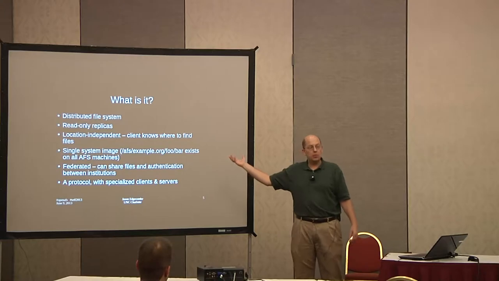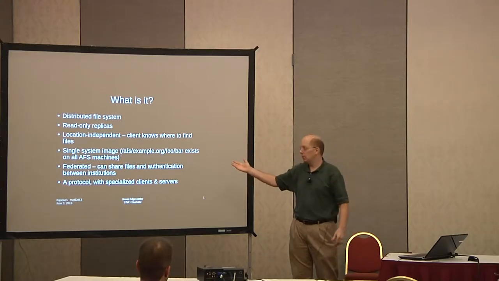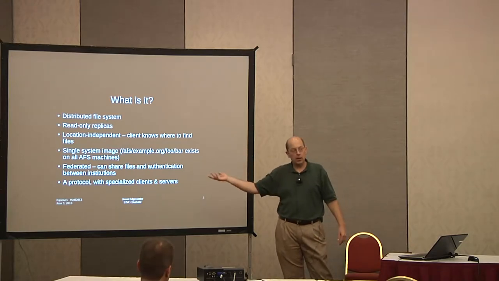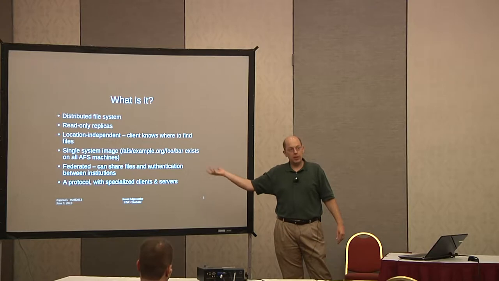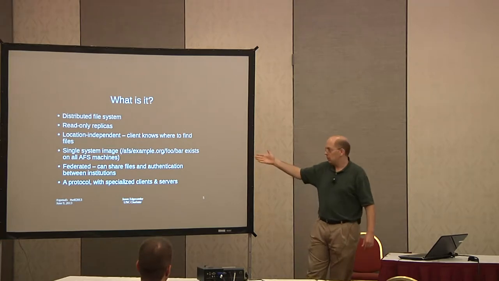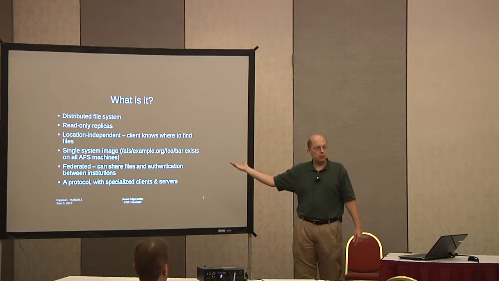And AFS is actually set up as a WAN. It's meant to be an open WAN file system. So what this means is if you actually have your cell open to the internet and someone else on the internet has the addresses of your main servers, or your DB servers, as they're called, they can actually connect to your files and see them if you've got the ACL set properly.